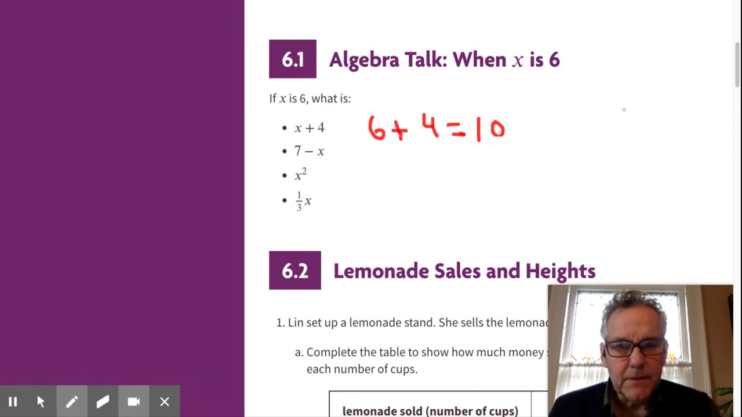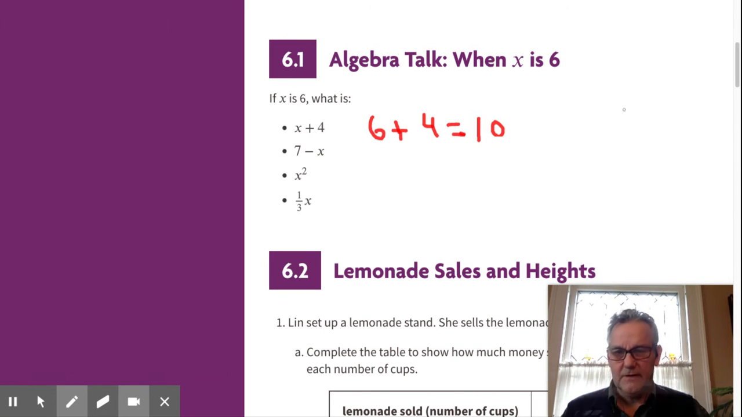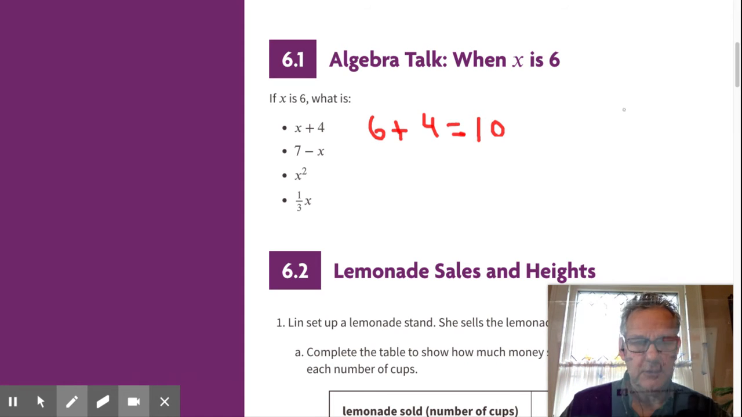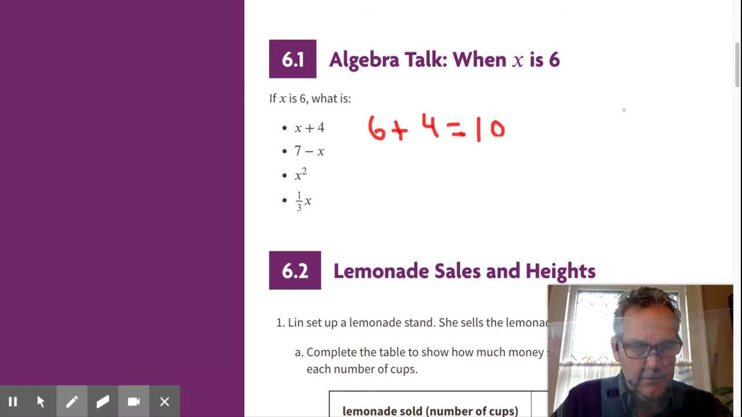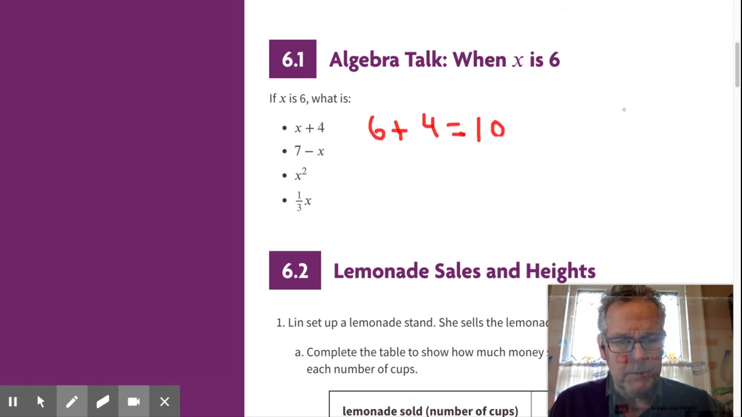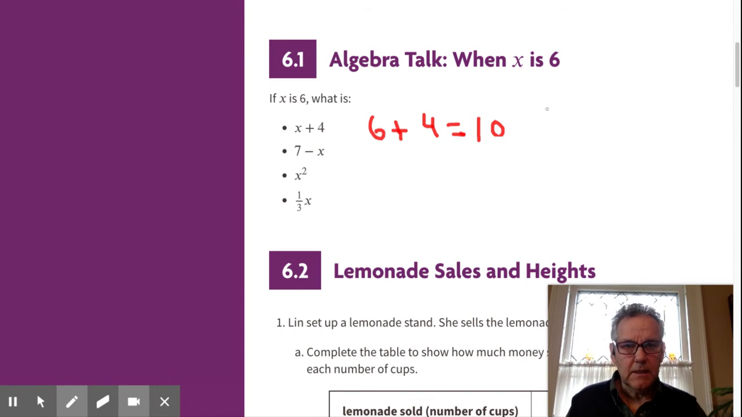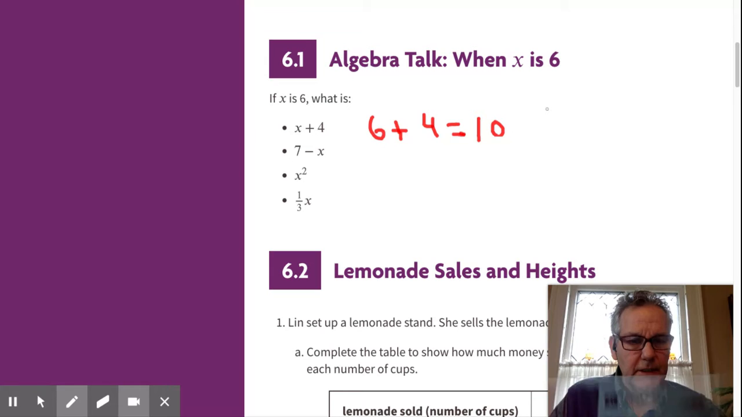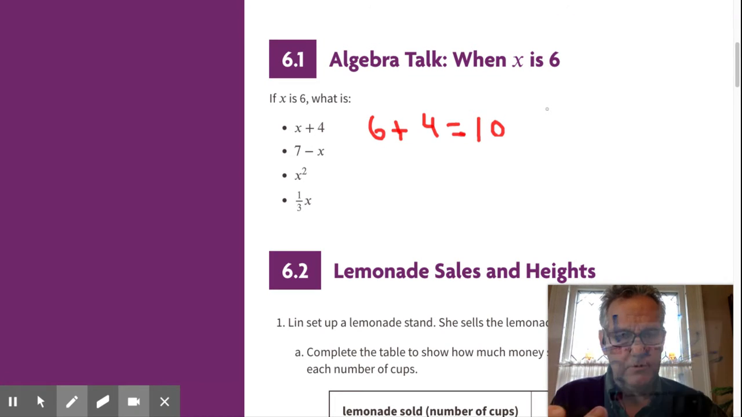So the first one is 6 plus 4 is 10. Second one is 7 minus 6 is equal to 1. The third one, x squared, of course, x squared is when you take 6 and square it. So 6 squared is equal to 6 times 6, which is 36. And then the last one is 1/3 times x, which, as you probably know, is 1/3 times 6 over 1, which is 6/3, which is better known as 2.